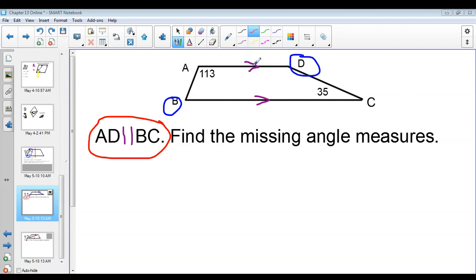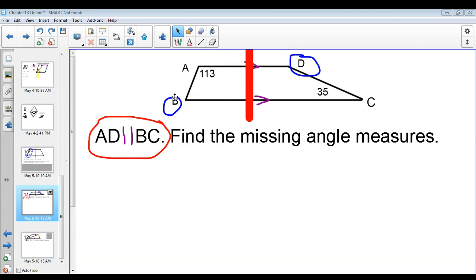Before clicking over to this slide, I drew in the parallel arrows for us. So what I'm going to do, again, is take that little red line drawing tool and cut my trapezoid in two pieces so that I focus on just one side of my trapezoid.